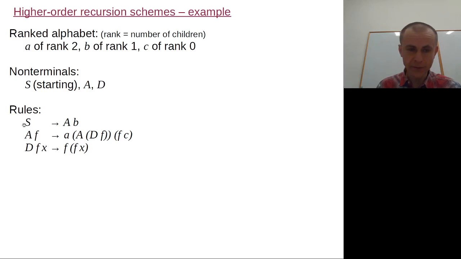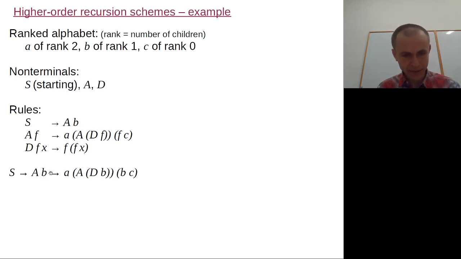Here on the left, we have a non-terminal with parameters. So, for example, non-terminal A takes a parameter f. This parameter can be used on the right side of the rule. How does this recursion scheme work? We start with the starting non-terminal S. It is reduced to A b. This A b is an application. All things here should be read as terms. So this A b means application of A to the argument b.